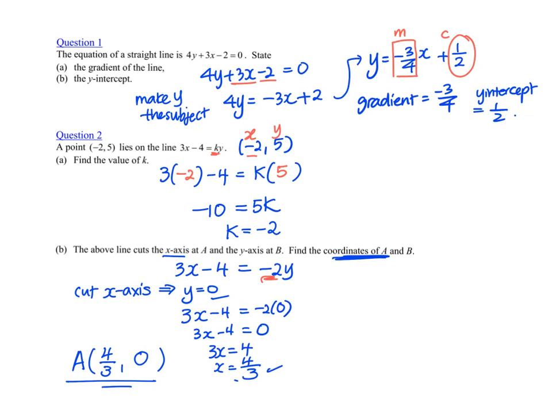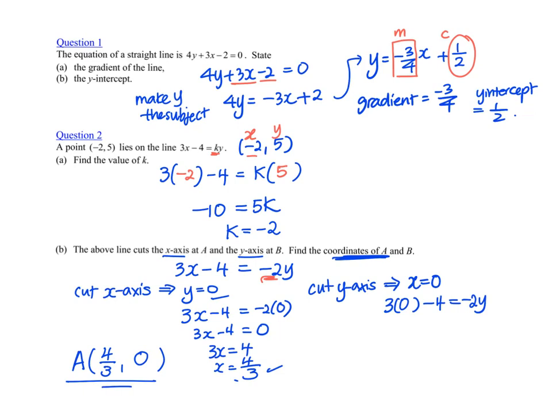Okay, now we're going to do part B. Find the coordinates of point B. Now it cuts the y-axis. So if you cut the y-axis, what happens? The x is equal to 0. So when x is equal to 0, I will have 3 times 0 minus 4 equals -2y.